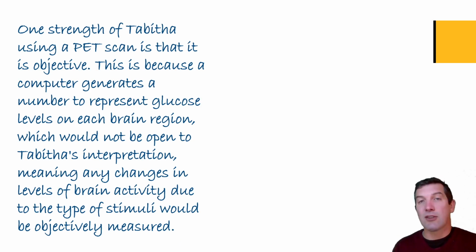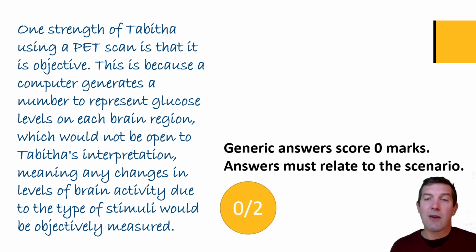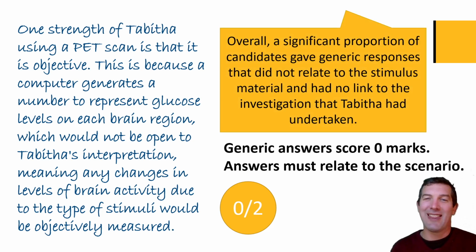So back to our 2 examples that I showed you earlier. This is a strong answer if it was a general question about PET scanning, because it is specific to PET scans and shows good understanding of why they produce objective data. But a bit like that last one, it mentions Tabitha twice, but that's all the context we've got. It could have been written about any PET study, and therefore it's not been applied to the context. It's considered generic, it gets 0. There we go, just to hammer the point home: there's the quote from the examiner's report in orange, and the mark scheme stressing that.